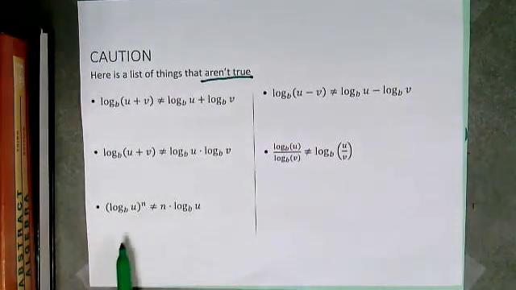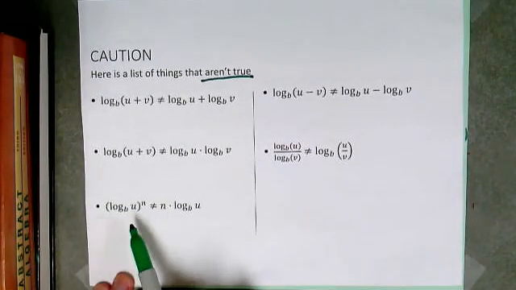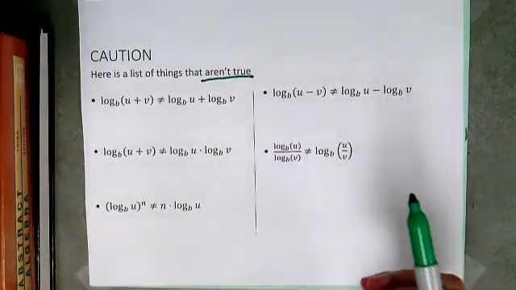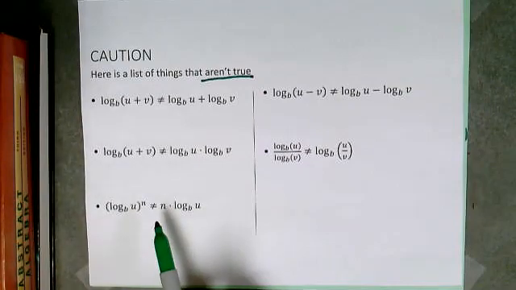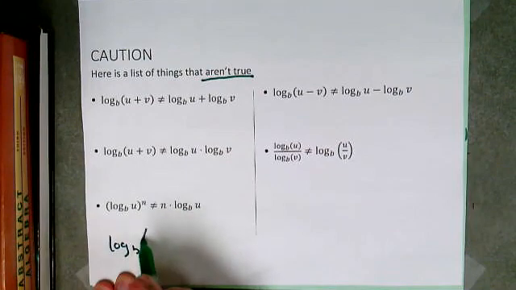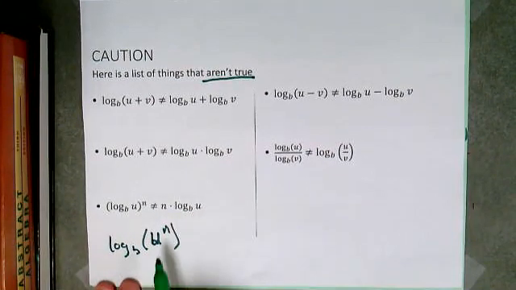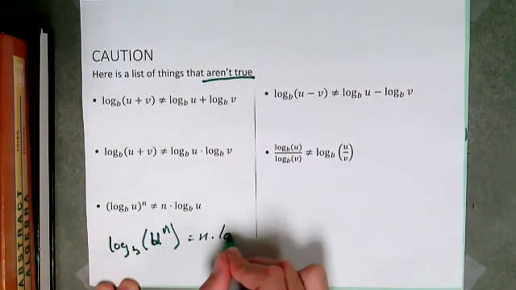And lastly, with exponents, the exponent has to be of what you're taking a log of. It can't be the log base b of u, all of that to the n, and then you bring it down. That can't happen. It has to be log base b of u to the n, right? The n has to be on the inside of the log. Then we're good.